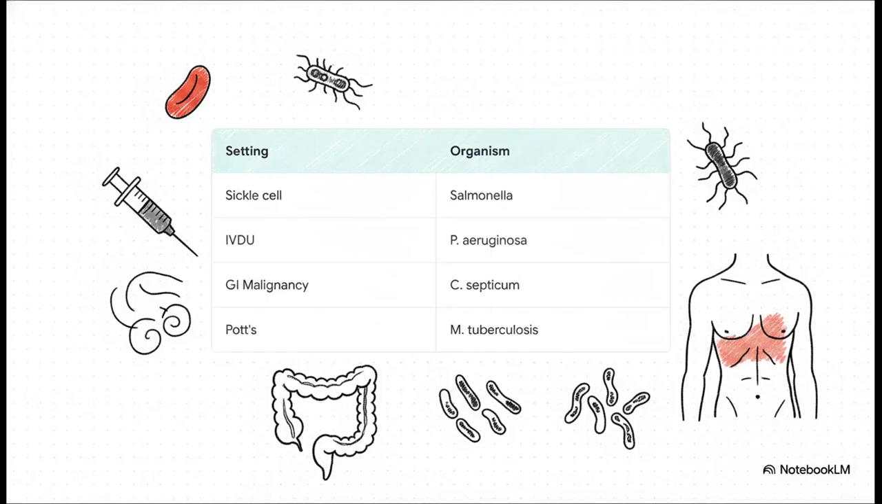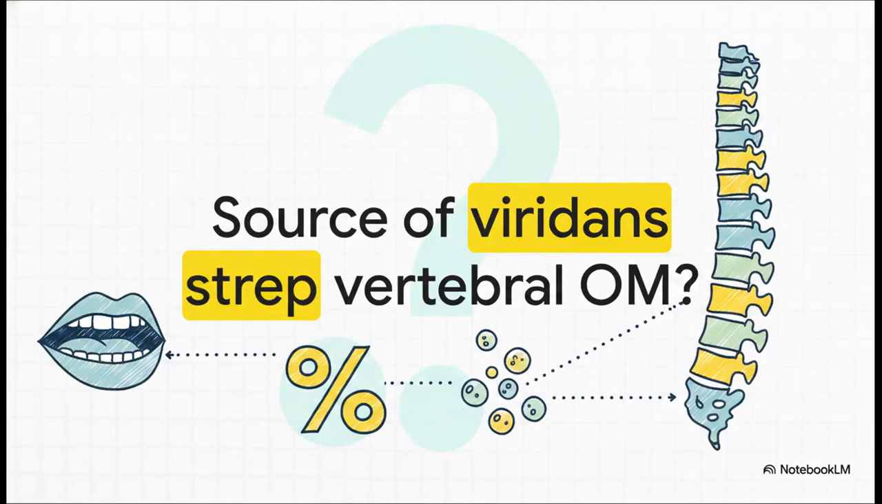Let's rapid fire through a few more high-yield clinical associations. If a vignette mentions sickle cell disease, your brain needs to instantly shout salmonella, even though Staph aureus is still common. IV drug user? Think Pseudomonas aeruginosa and Candida. What if the patient has neutropenia or a GI malignancy, specifically cecal cancer? Clostridium septicum is your go-to board answer there. And finally, Pott's disease is, of course, tuberculous spondylitis, caused by Mycobacterium tuberculosis, and it loves to target the thoracic spine.